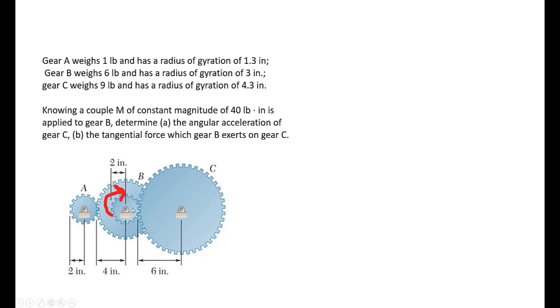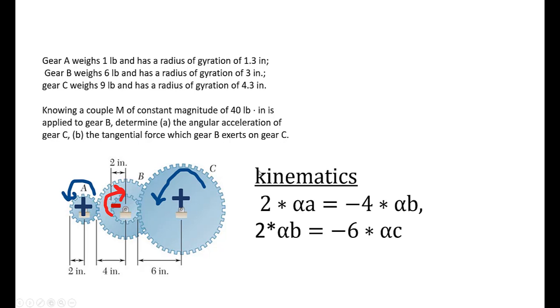So B is going to be moving clockwise, and it's going to be fighting against A and C. They will be moving in the opposite direction. So C will be going counterclockwise, and A will also be going counterclockwise. So that's the first thing to do, is think about the motion and how the rotation of A, B, and C are related to one another. So this is going to be a combination of using kinematics and kinetics.